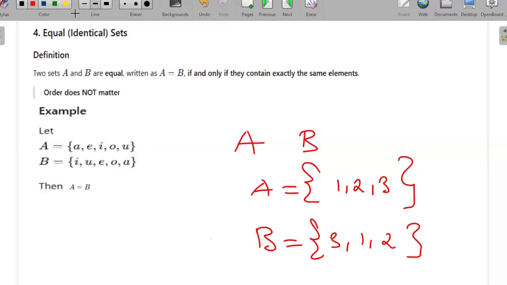From this, we notice that the order doesn't matter. One can start with 1, 2, 3, the other can be 3, 1, 2, or another can start with 2, 3, 1. As long as they have the same elements, the order in which we write them inside those sets does not matter. So an equal set simply means they contain the exact same elements. This is very easy.